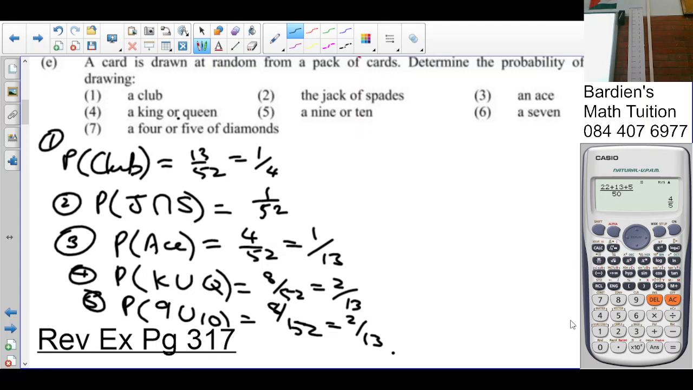What if they ask, what's the probability of drawing one card which is a queen and a king? What would that probability be? 0. There's no card that is a king and a queen.